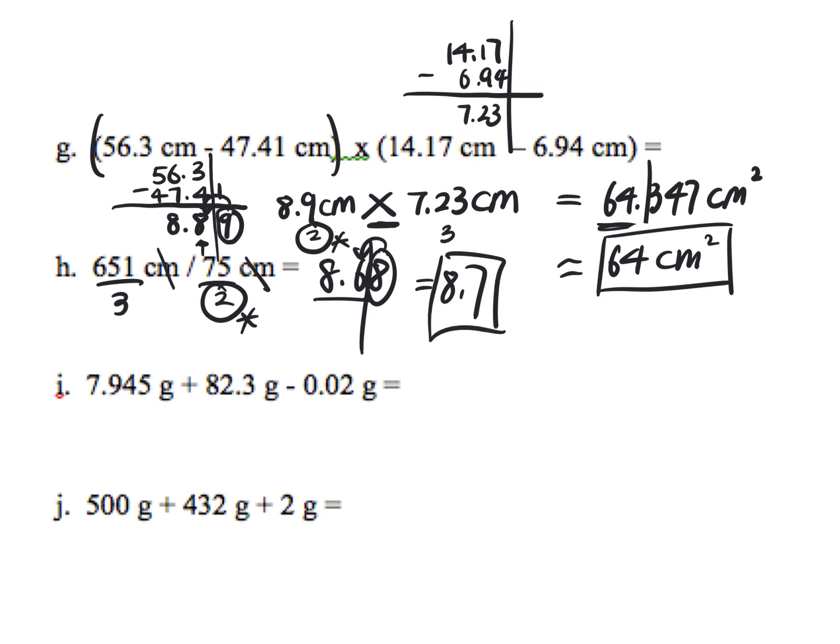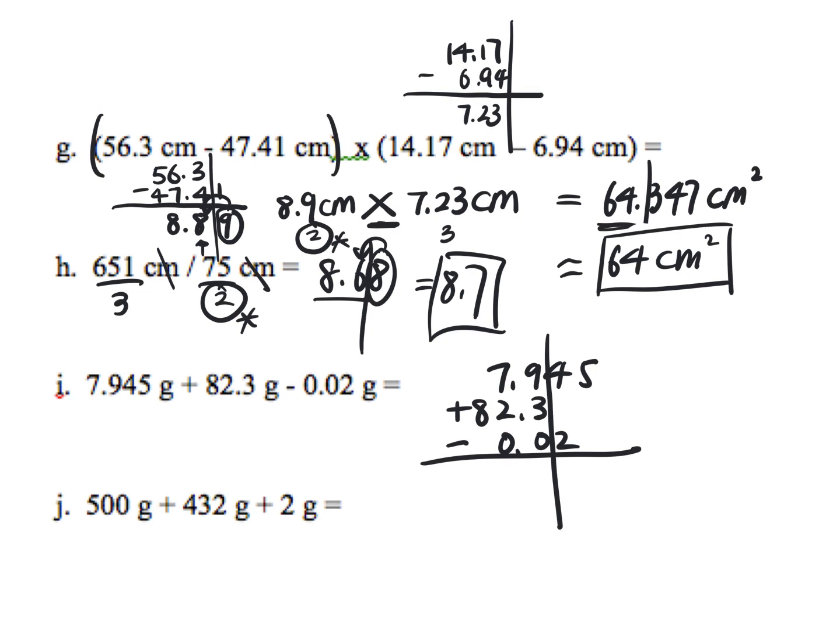Okay, this one. 7.945 plus 82.3. Well, I mean, you can put all of them together, but I just don't know if you will be able to do it by hand because you're plus and minus. So, but I can still draw a line here, right? Because that's my least decimal place. And I can put everything in the calculator.